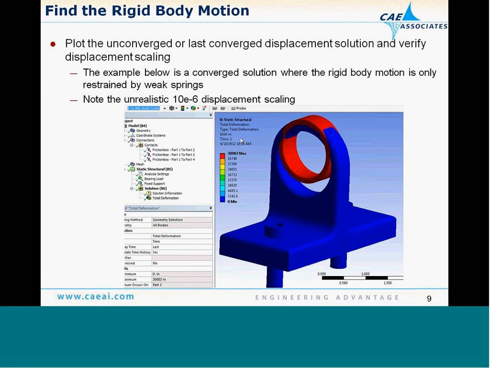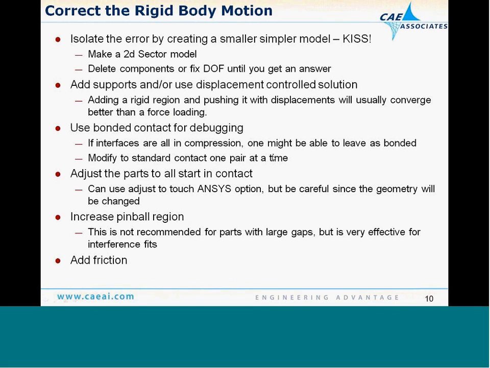Some will get a converged solution where rigid body motion still exists. In the example here, we have a converged solution, but if we look at the displacement of 30,000, obviously rigid body motion has occurred. To eliminate rigid body motion, there are a number of different tools that are commonly used.